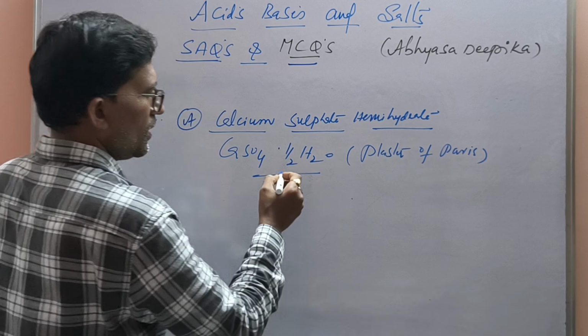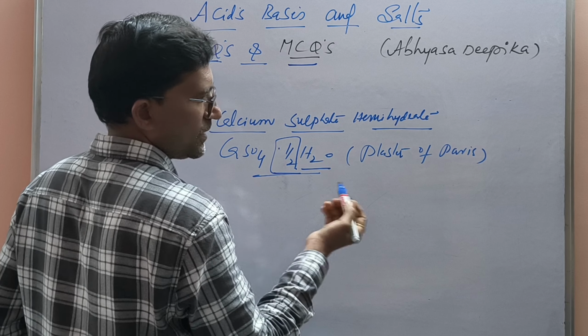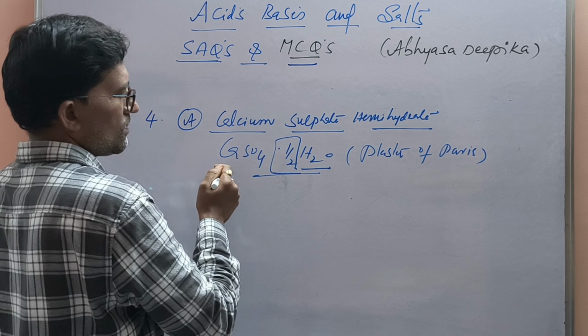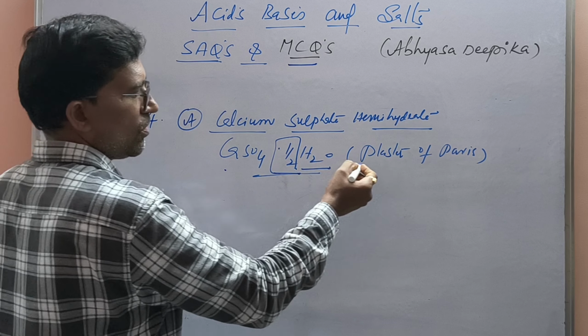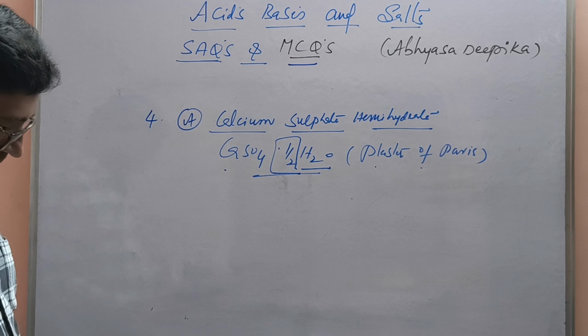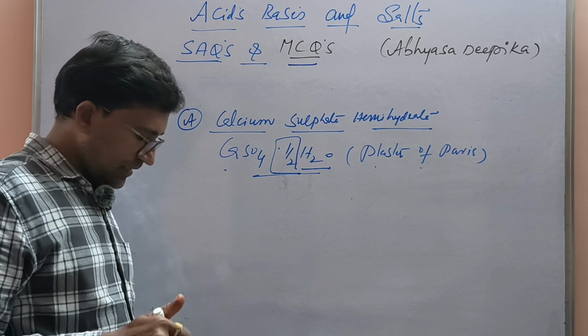Hemi means half. Half molecule, hydrated means it contains water. Half molecule of water is present. Hence the name calcium sulfate hemihydrate, and the common name is plaster of Paris. Plaster of Paris is used in making of toys and idols also.